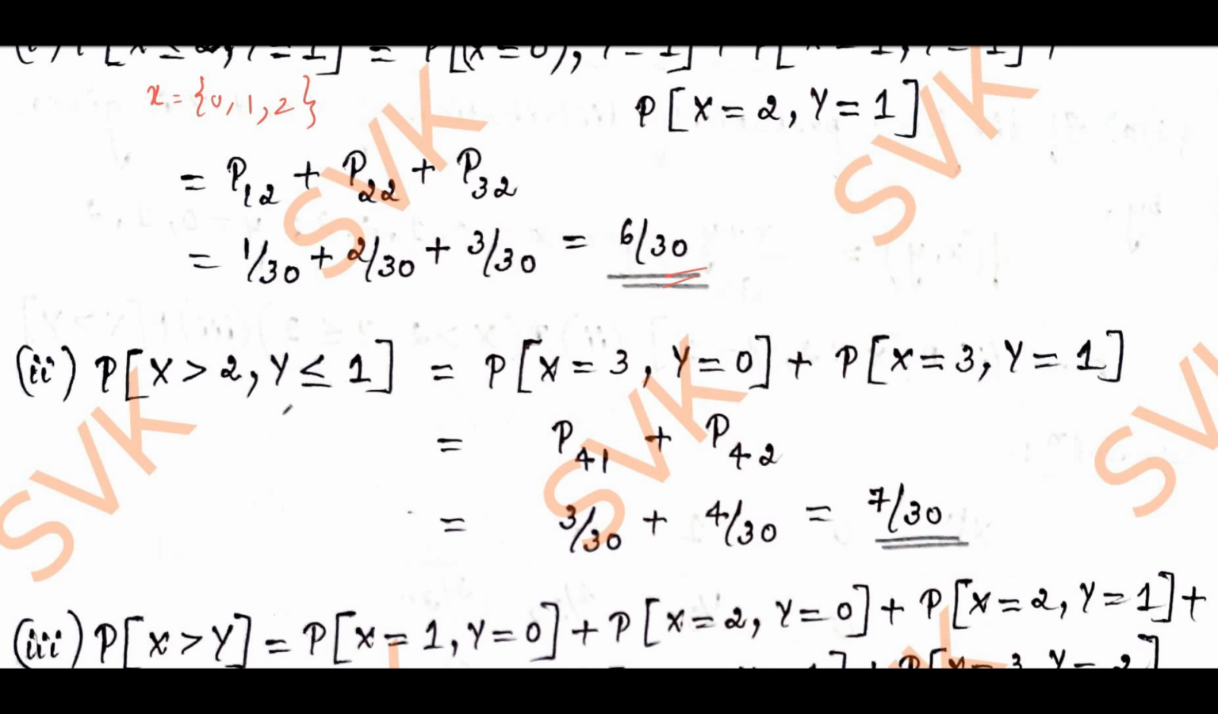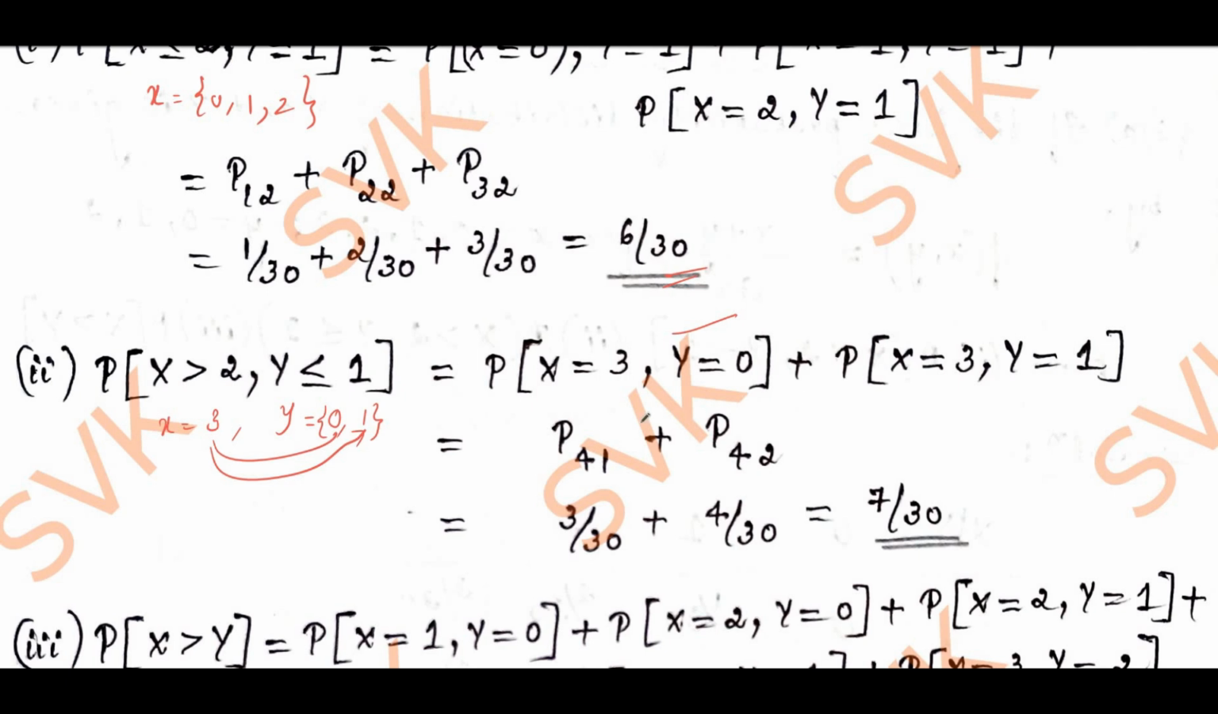So here, what are all the values of y? We need to know what are all the values of x. So x consists of the set; greater than 2 means only one value, that is 3. Y less than or equal to 1 means you are going to have the value set 0 and 1. So for probability 3 0 and for probability 3 1 I need to find. That is what I have found out.